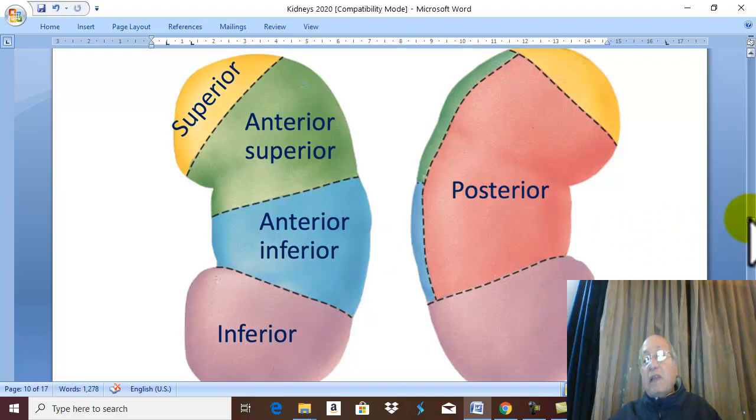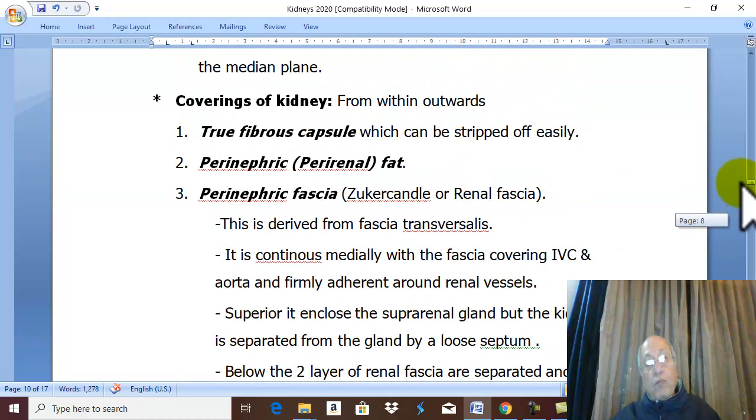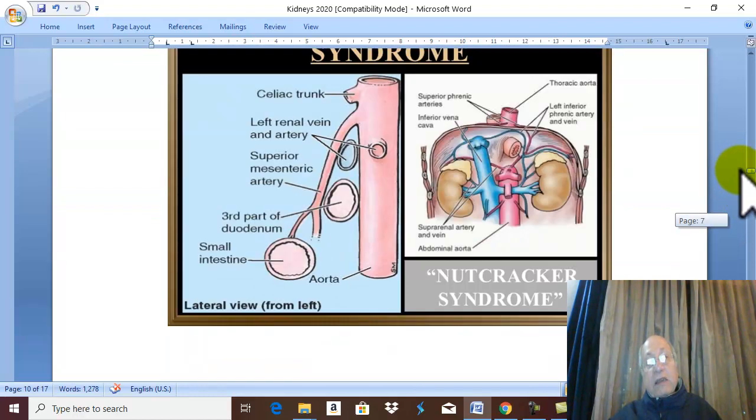Renal entrapment syndrome. What is the renal entrapment syndrome? This. The left renal vein is entrapped here and compressed here in this interval between the aorta posterior and superior mesenteric artery anterior. This is a lateral view. Aorta posterior, superior mesenteric artery anterior.